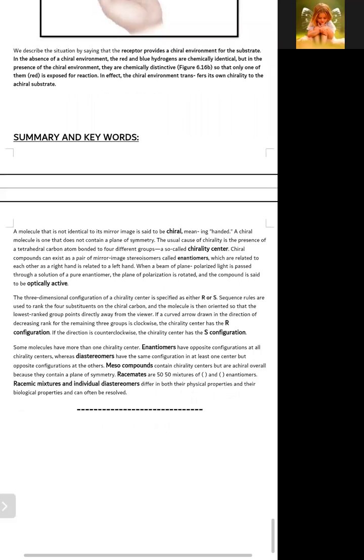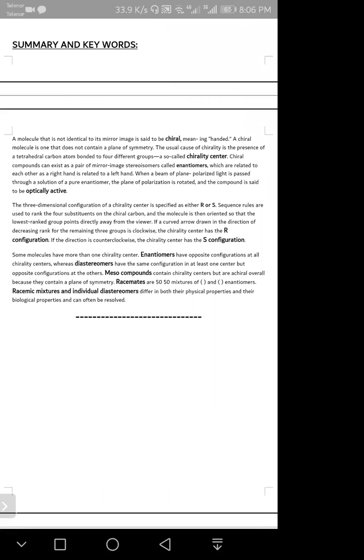Then the summary of the whole of the stereochemistry topic is: a molecule that is not identical to its mirror image is called a chiral molecule, and the usual cause of chirality is the presence of a tetrahedral carbon atom bound to four different groups, called a chirality center. Chiral compounds can exist as a pair of mirror image stereoisomers called enantiomers, which are related to each other as a right hand is related to left hand.